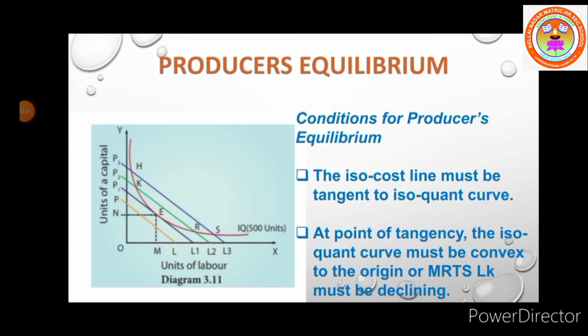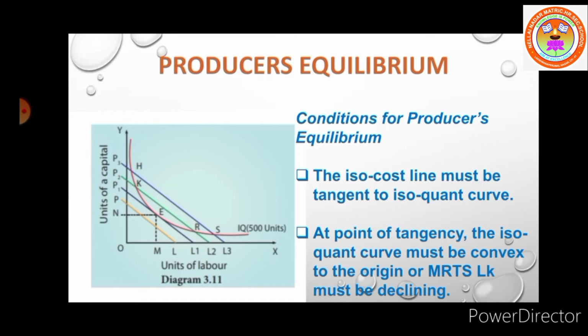Next, let us see producer's equilibrium. Producer equilibrium implies the situation where the producer maximizes his output. It is also known as the optimum combination of the factors of production. The producer manufactures a given amount of output with the least cost combination of factors with his given budget. At the optimum combination of factors, there is output maximization for given input, and cost minimization for the given output.